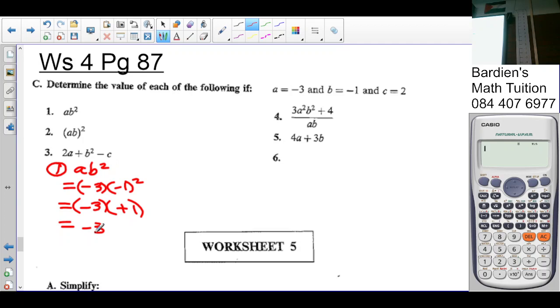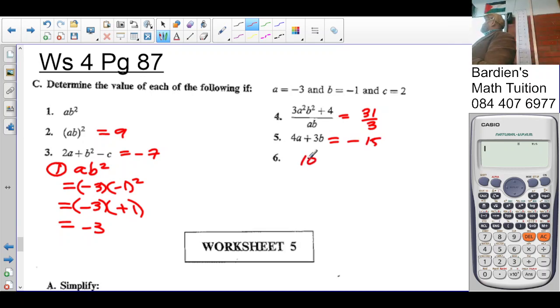It's worksheet 4. C. Number 2 is, the answer to number 2 is 9 is correct. The answer to number 3 is -7. The answer to number 4 is 31/3. The answer to number 5 is -15. And the answer to number 6 is 10.